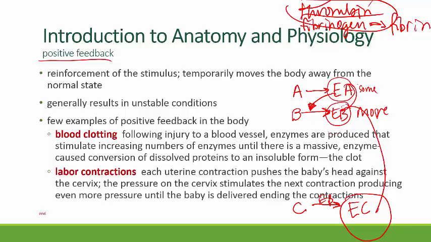A second positive feedback mechanism occurs with the labor contractions. So if we've got a little baby, oh, this is going to be terrible. You're all going to laugh at me and say, what the heck? But here's a baby. It's hanging out upside down inside mama's uterus. Okay, that's a terrible baby.